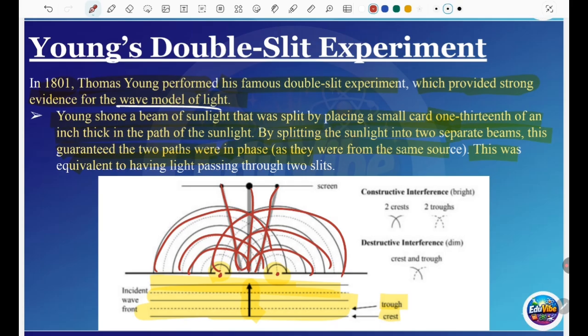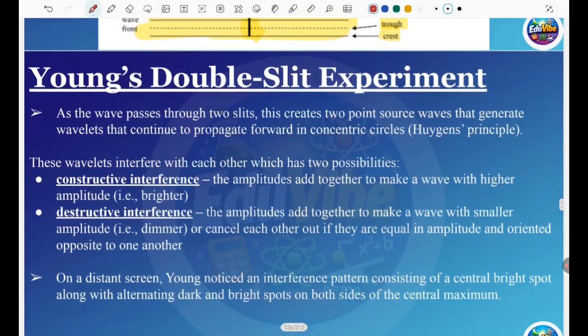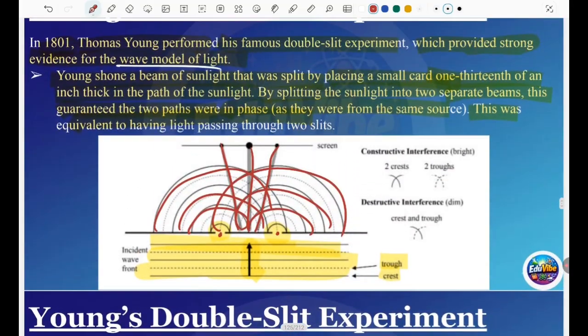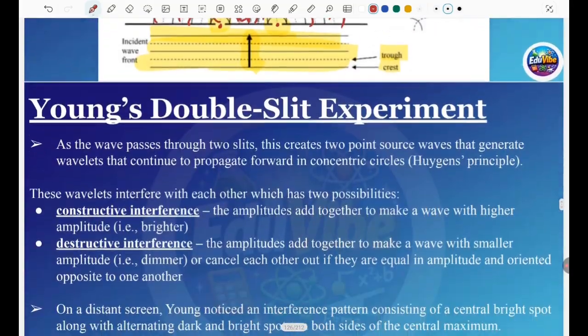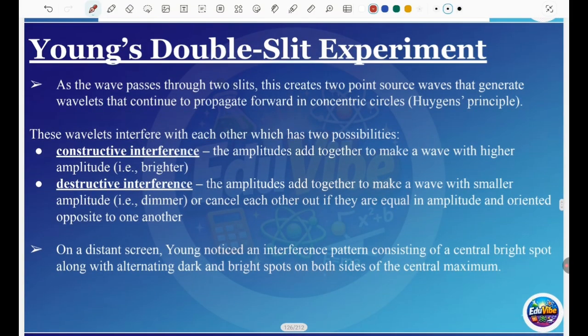You're not doing that too much with this. You just have to know the formula at the end. But this is the thing that you have to know, who created this experiment. And you have to know some theory from this. As the wave passes through two slits, it creates two point sources that generate the wavelets. The wavelets, which the Huygens principle defines, propagate forward in concentric circles.